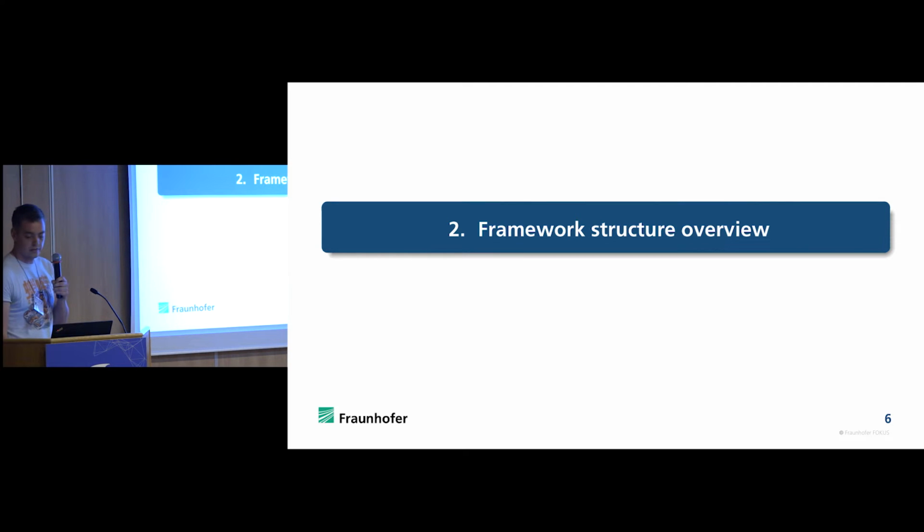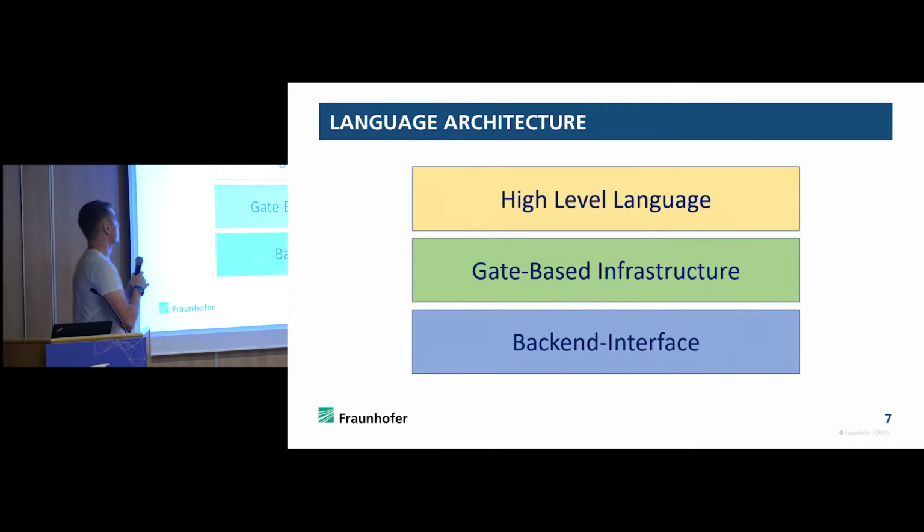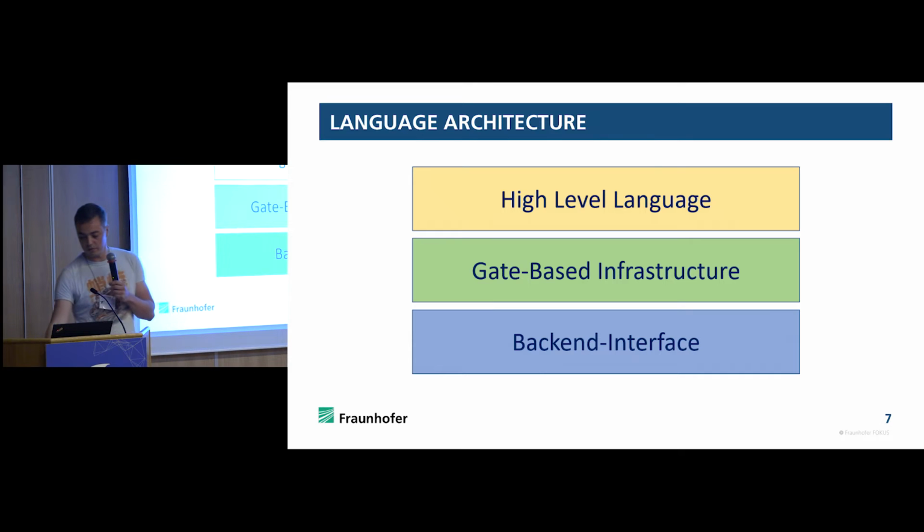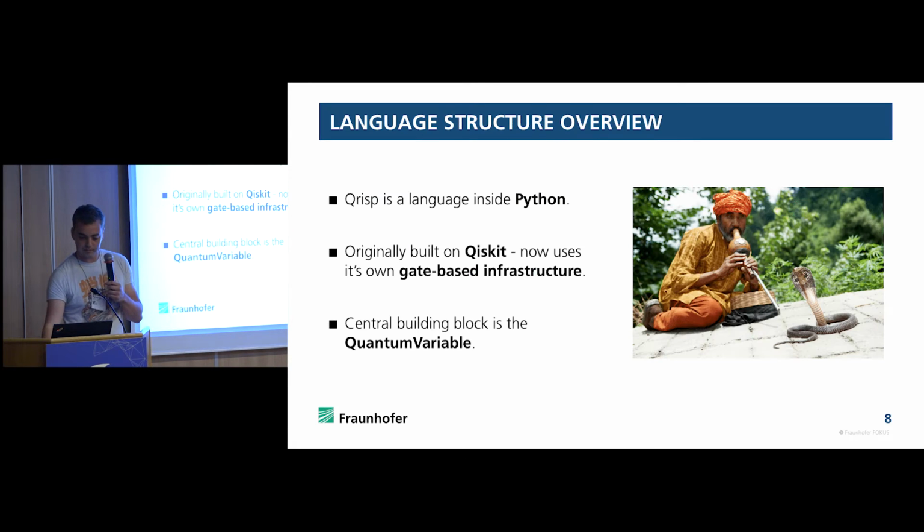Right, so let me give you an overview over our framework structure. On top, we have the high-level language. I will give an example how you can code in this high-level language. In the middle, we have the gate-based infrastructure, which is something most of you are going to be familiar with, something like Qiskit. And on the bottom, we have the backend interface. I will also say a few words about that.